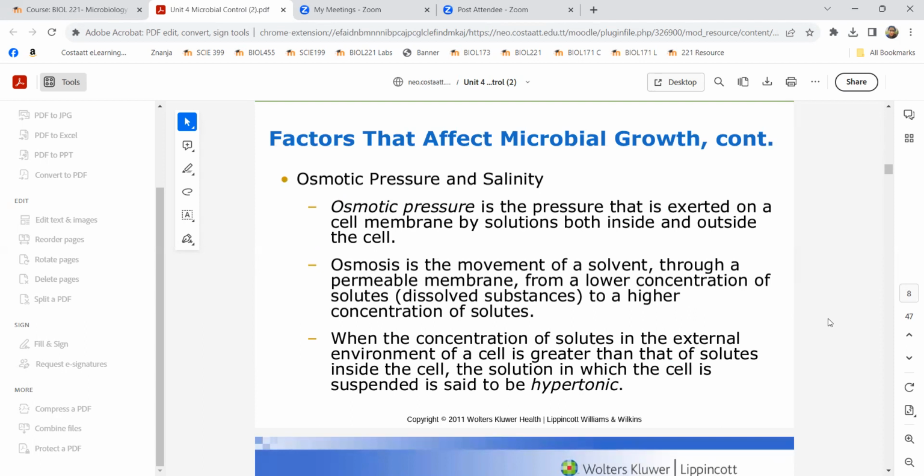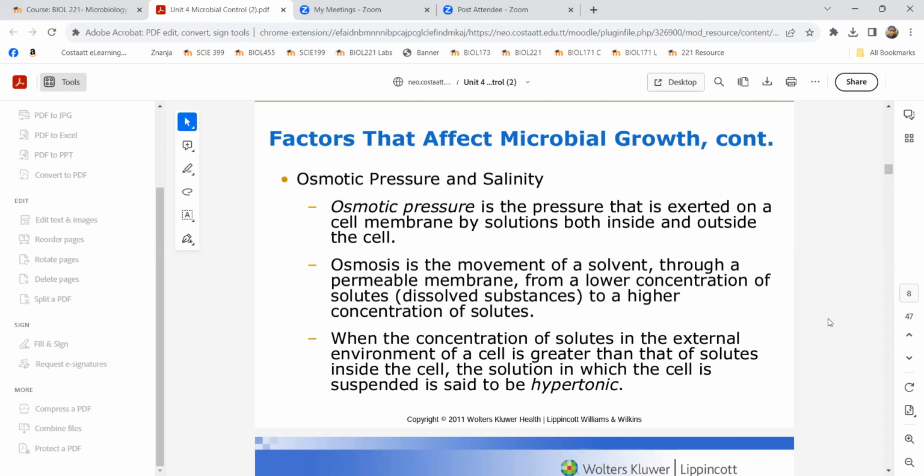Osmotic pressure is basically the pressure that is exerted by solutions, or more so water, inside and outside of the cell. As we know, osmosis refers to the movement of water from an area of high concentration to an area of low concentration. Or we can define osmosis in the opposite way, which is done in this lecture because it's referring to osmotic pressure. Osmosis can also be defined as the movement of a solvent through a permeable membrane from a lower concentration of solutes to a higher concentration of solutes, right?